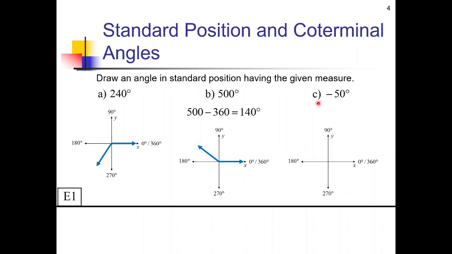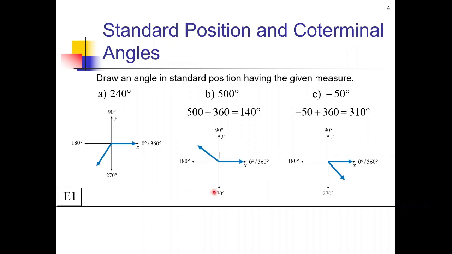And then finally we have -50. That's less than 0, so again it's outside of our standard range. To get it in the 0 to 360 range, we're going to add 360 this time around. So -50 plus 360 gives us an angle of 310 degrees. And 310 is somewhere around here.